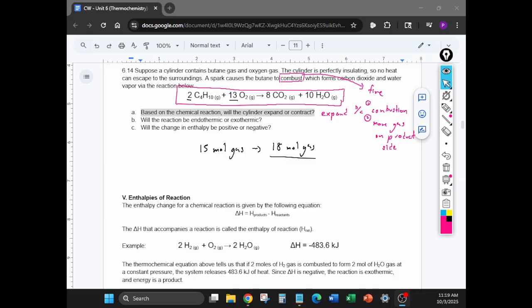Okay? All right, so for part B, will this be endothermic or exothermic? Well, we talked about volume, we talked about explosion, right? So obviously this is going to be exothermic. The system is going to release energy. And if it is exothermic, the enthalpy will be negative. Exactly. There you go.